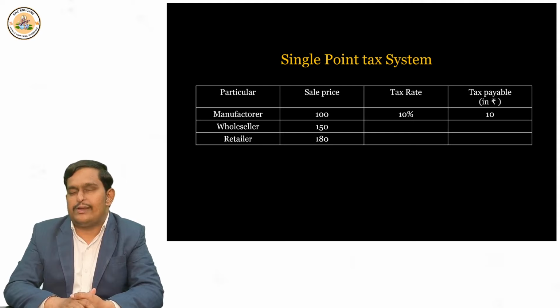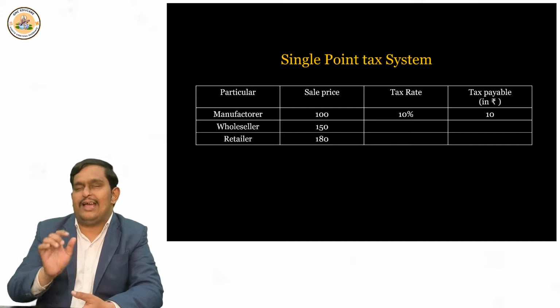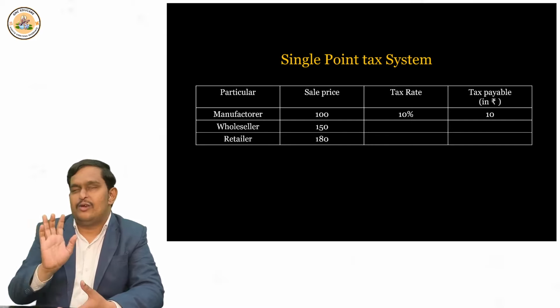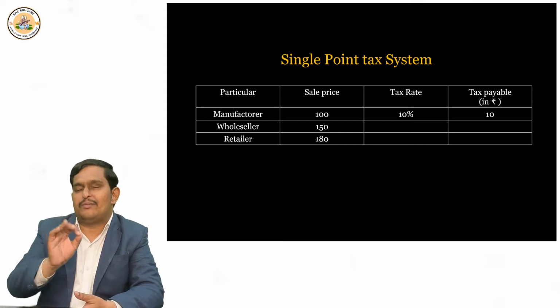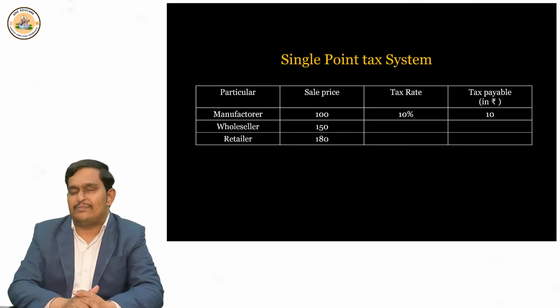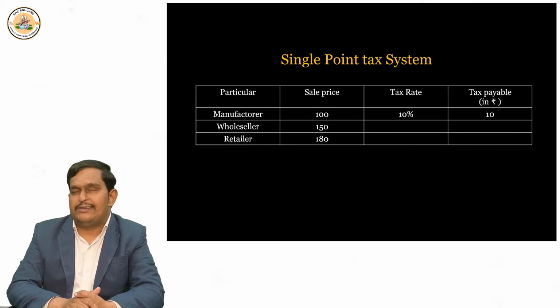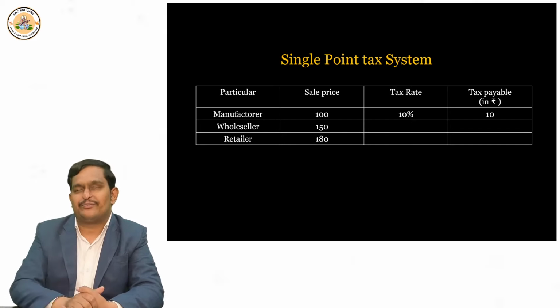So 100 rupees is the value at the starting point. 100 rupees into 10%, 10 rupees will come. So 10 rupees is the tax which the government has to collect. No confusion, no tension, right? No need to check everybody. Whoever the first person selling is, the government will tax only that person. That's how the government thinks in a single point tax system. But is this system successful? The answer is no, it's a failure.